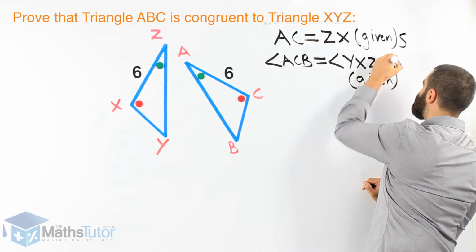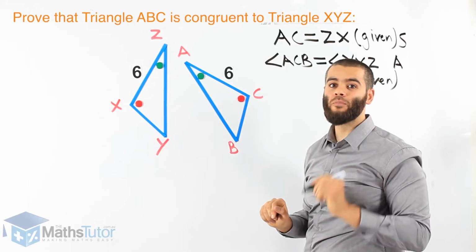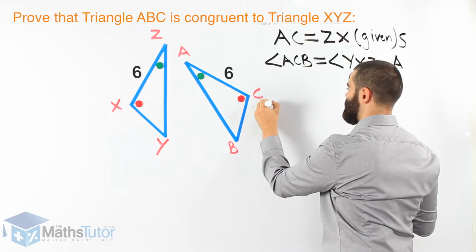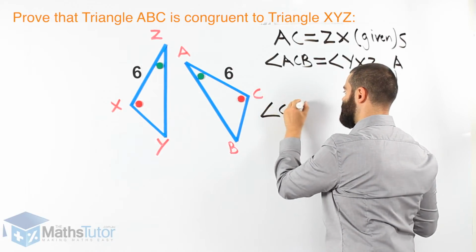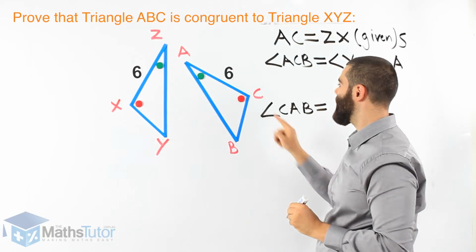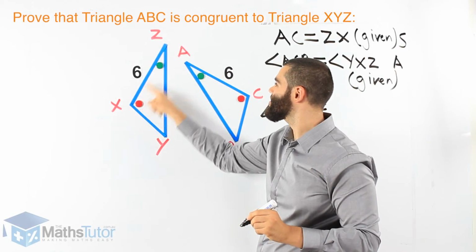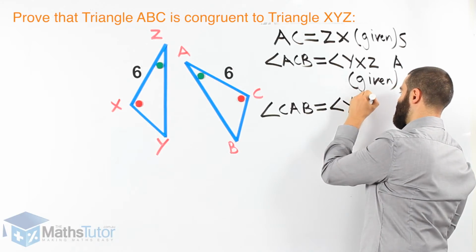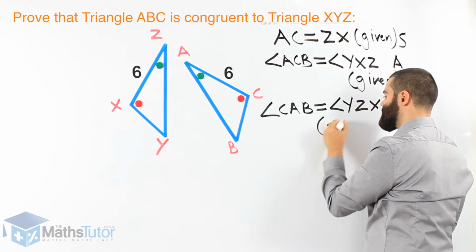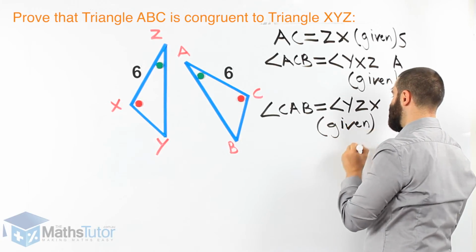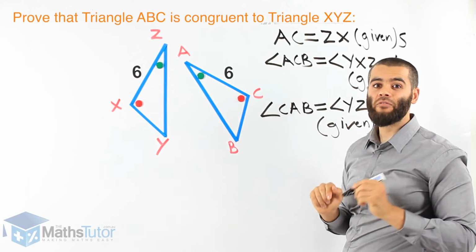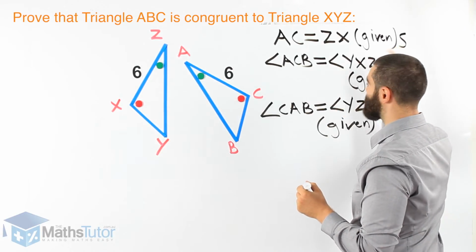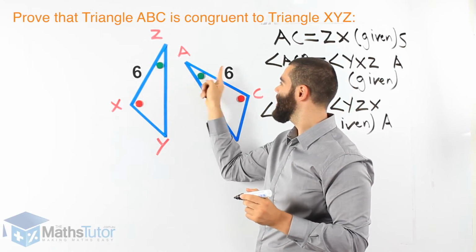We can write A here. We know this is an angle, and we have one more angle. It is angle CAB, this one there. Angle CAB is equal to YZX, that one there. And it is again given information, that's another angle. So we have angle, angle, side. We have two angles, that one there and that one there, and a side.